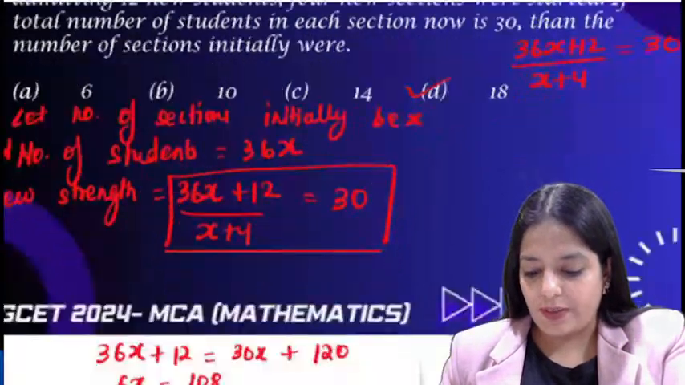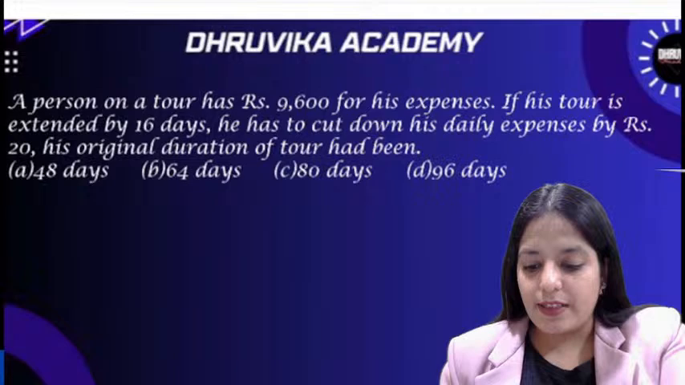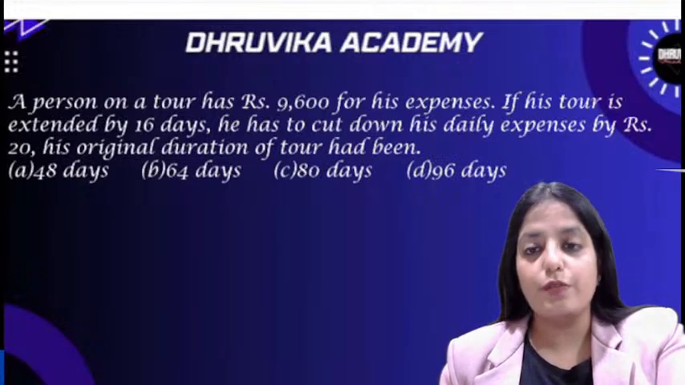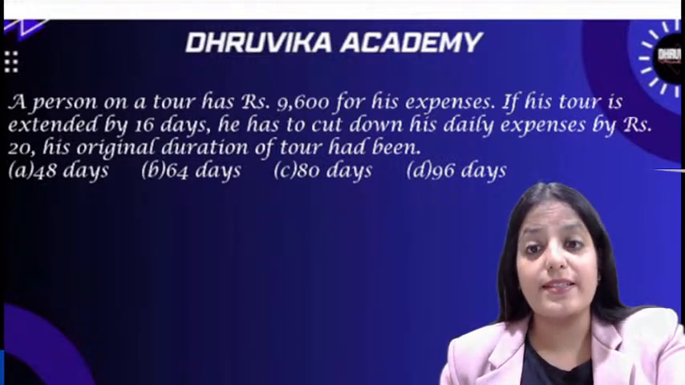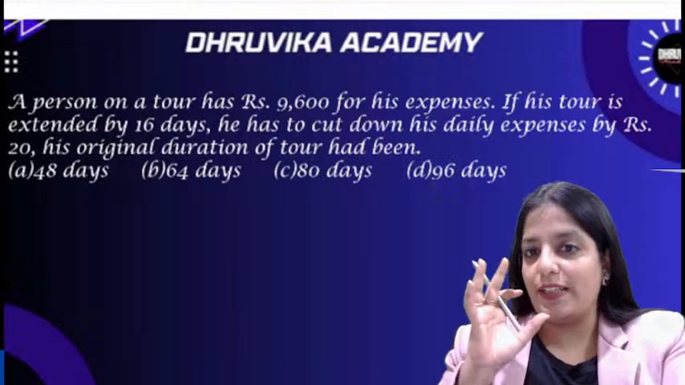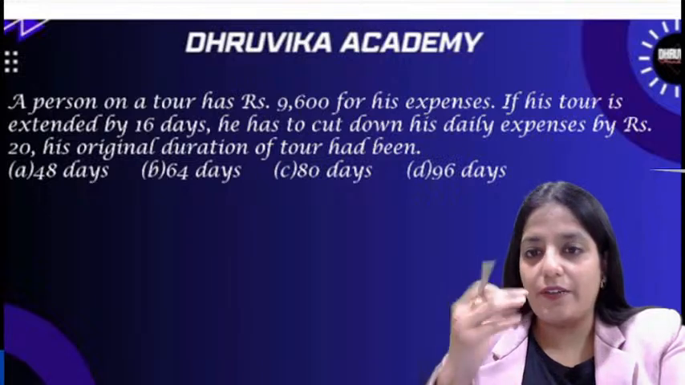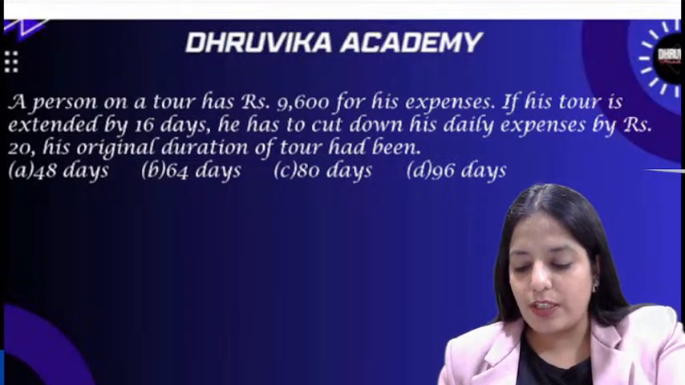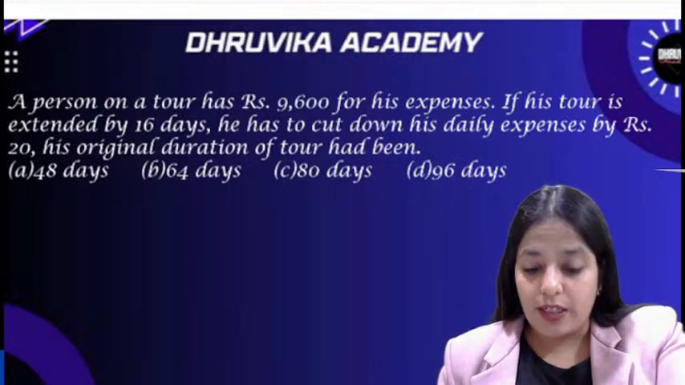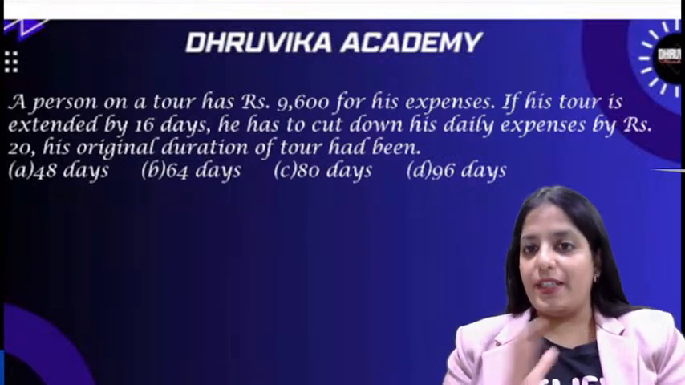Right, now let's proceed to the next question, guys. A person on a tour has 9,600 rupees for his expenses. If his tour is extended by 16 days, so we don't know initially for how many days he started the tour, but they are saying for whatever days he started, now his tour has extended by 16 days, he has to cut down his daily expenses by rupees 20. His original duration of tour had been? We don't know for how many days he was going.